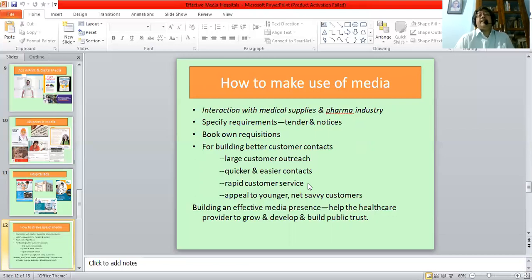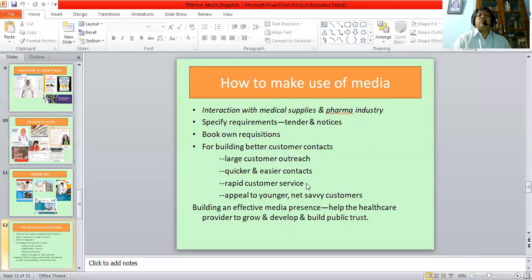Also, you might need large quantities. So you will have to float tenders, notices, and quotations in the press regarding your requirements to get the requisite supplies or to book the requisite supplies from vendors, suppliers, and other people. You might also have to make bookings of these requisitions over the phone or by sending emails or other interactions.